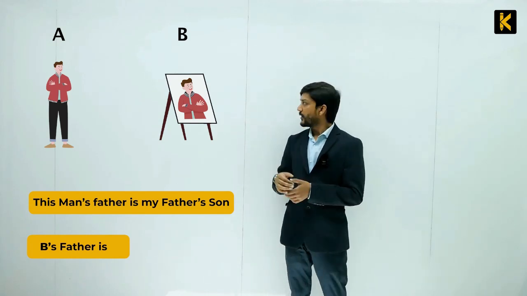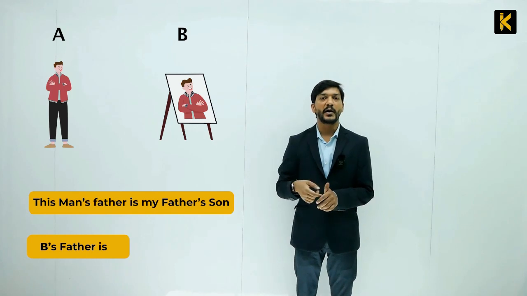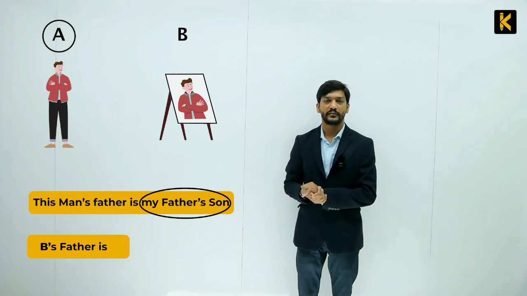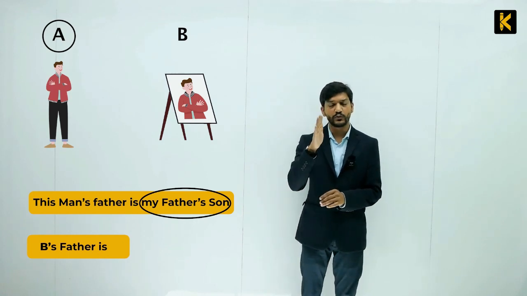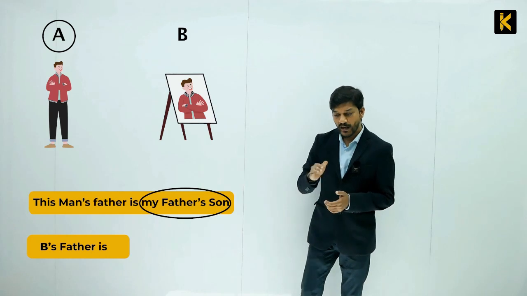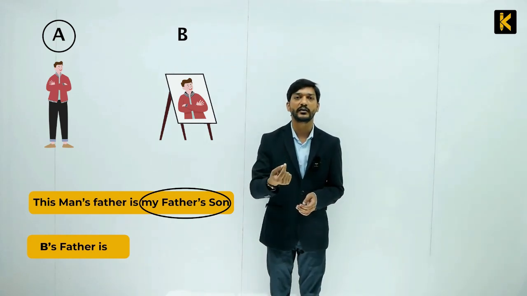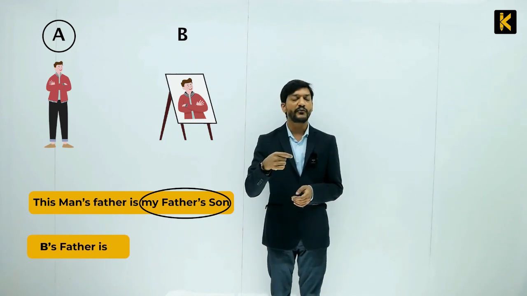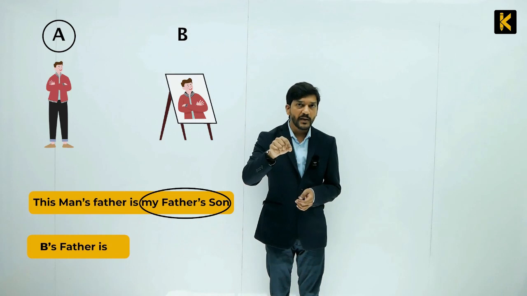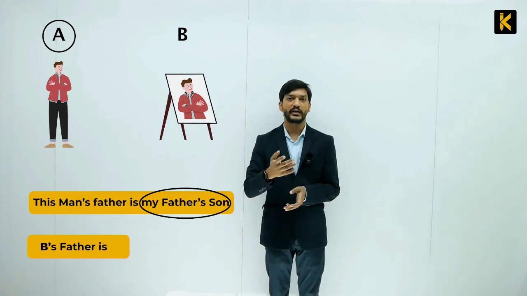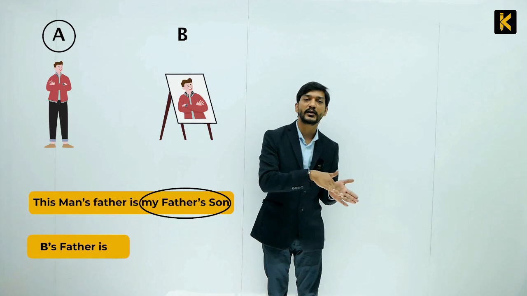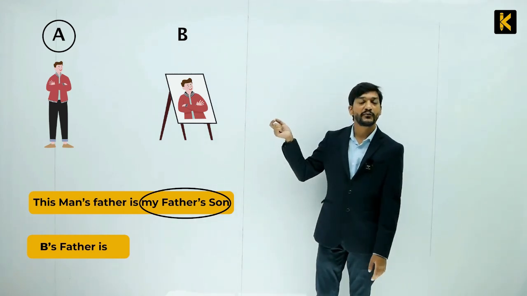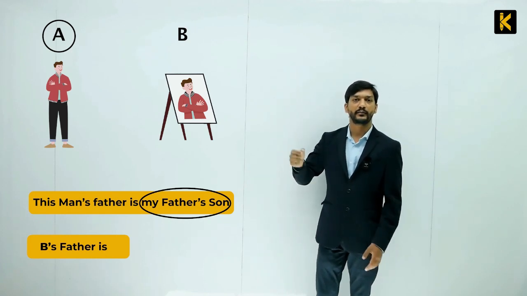Now think. The last part is what? My father's son. My means A. So think for yourself. You are the person who is A. And you are saying my father's son. And you don't have brother and sister as well. So my father's son, that means A person or not? Definitely yes. Because there is no other brother, no other sister. So the last part, which is my father's son, means A.